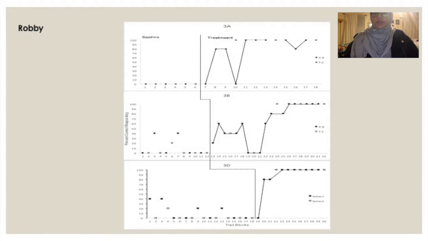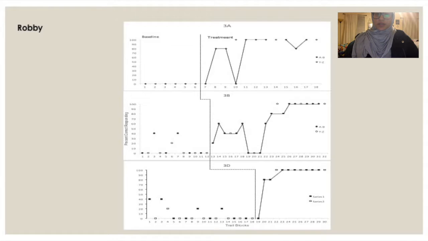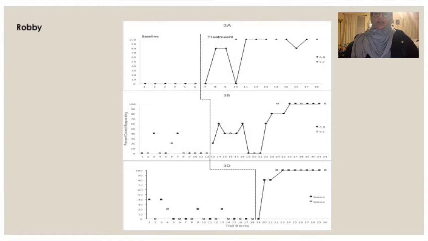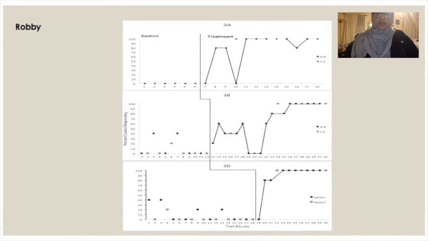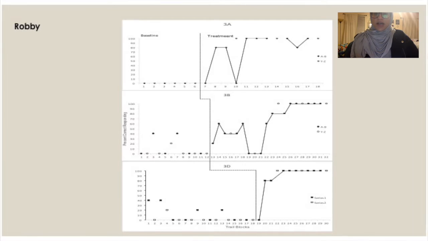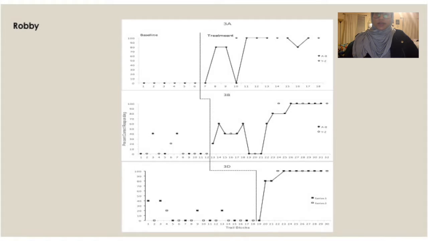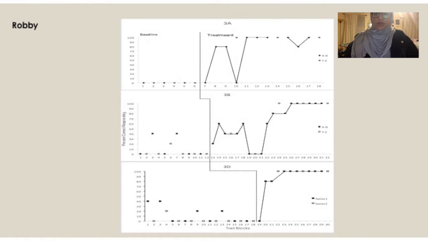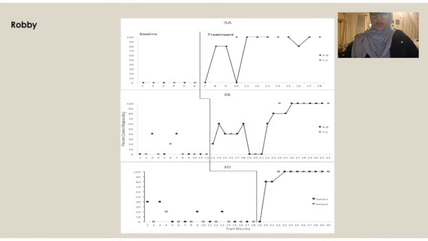During baseline performance, he was consistently scoring 0% correct responding across all trial blocks. After the implementation of training, there is a dramatic increase in correct responding within 1 trial block to 80% correct responding. Performance remained high and stable, with percent correct responding ranging between 80 and 100%. Mastery criterion was met after 12 trial blocks with a mean score of 100% correct responding on the transformation task.